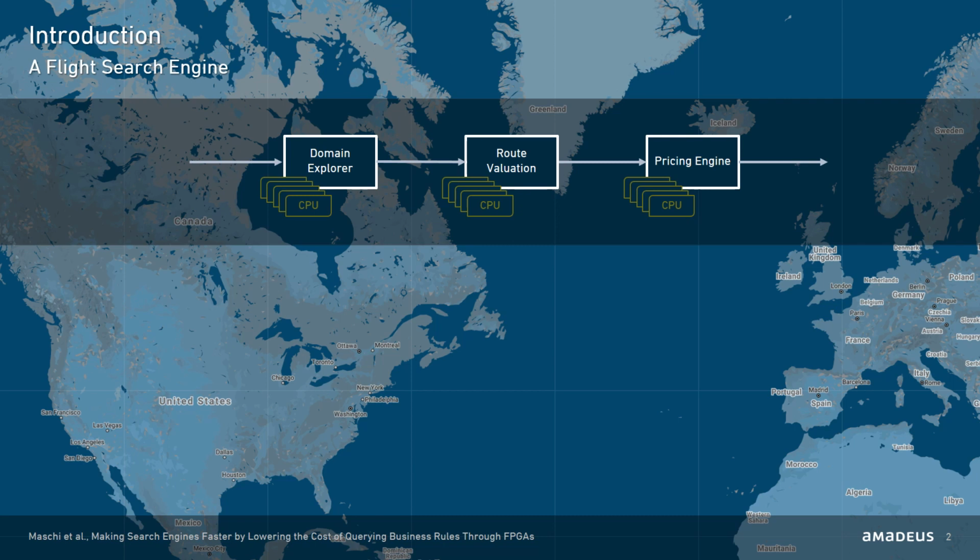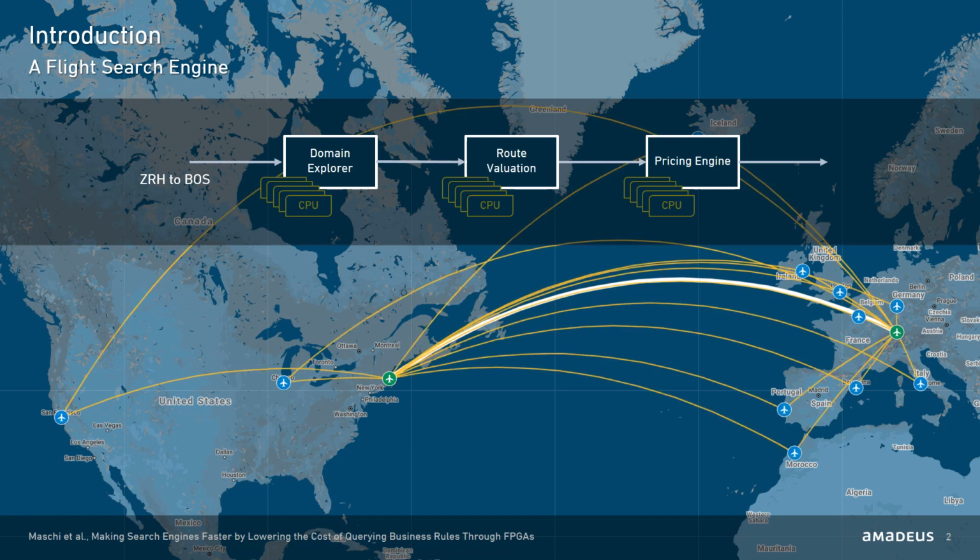So, when you search for a flight, let's say from Zurich to Boston, the search engine must explore not only direct flights, but also all the possible combinations of connecting flights. For each pair of these flights, we must filter impossible connections. By impossible connections, we mean that there is a minimal connection time between the arrival of a plane and the departure of the connecting flight.